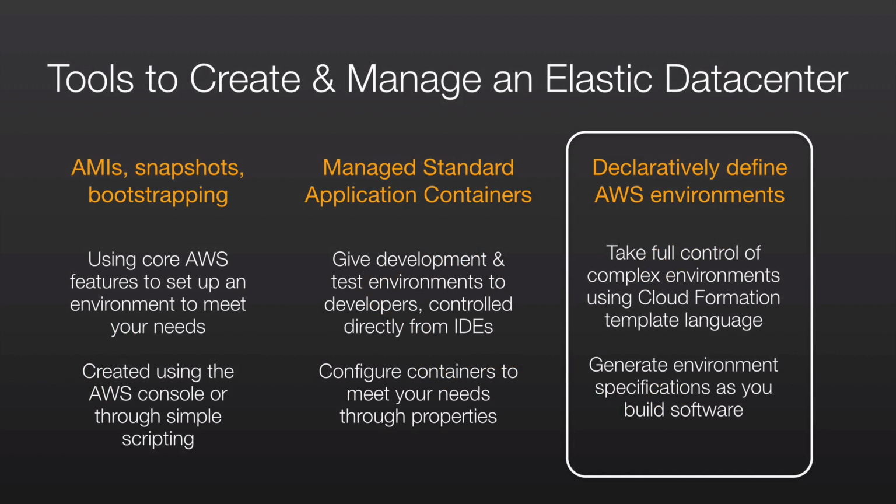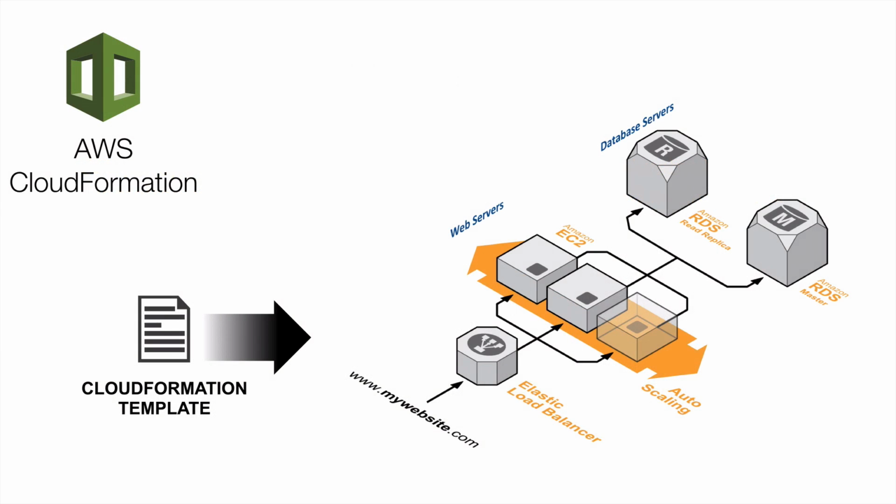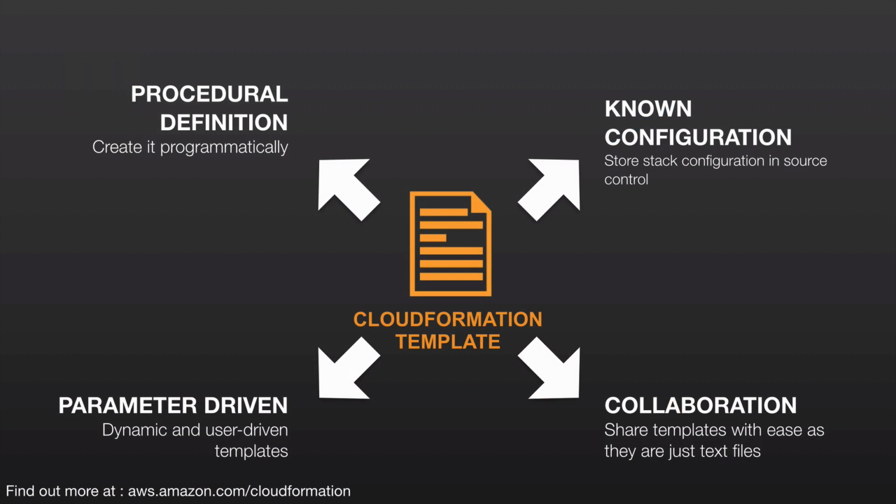And then lastly, in this tooling for creating and managing the Elastic Data Center, AWS CloudFormation. It's a very, very powerful tool that enables you to define collections of AWS resources within this CloudFormation template. Those are executed by an engine, and the resources defined within the template will be built out. The characteristics of the template are quite interesting, actually. You've got a procedural definition of precisely what it is you're going to create, and it will give you a known configuration. Okay, you can store your stack configuration in a source control system.